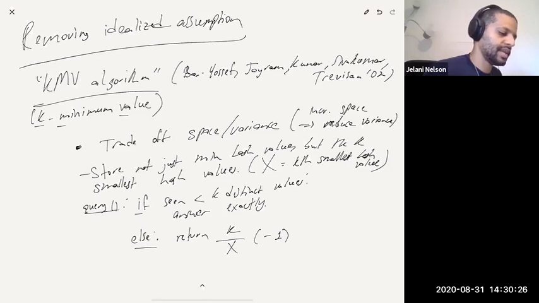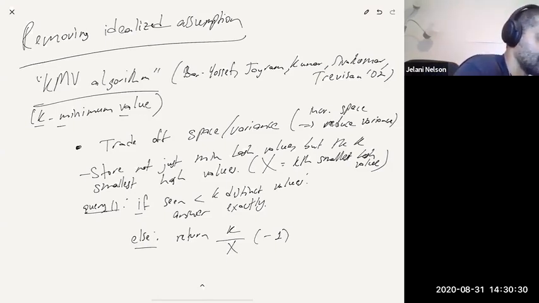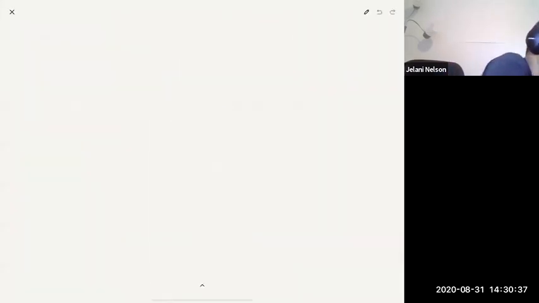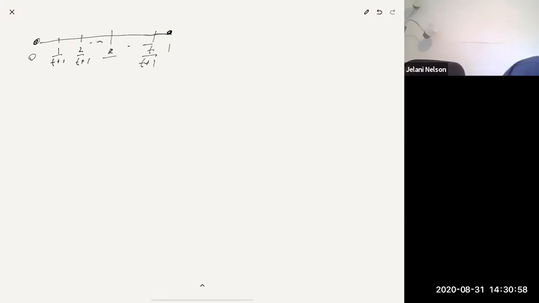So first of all, I want to give the intuition for why this works, and then I want to talk about how you can implement this without the idealized assumption. As I said before, your hash values are in the interval from 0 to 1, and you expect them to be evenly spaced: 1 over t plus 1, 2 over t plus 1, up to t over t plus 1. So what do you expect the kth smallest to be? You expect the kth smallest to be k over t plus 1.